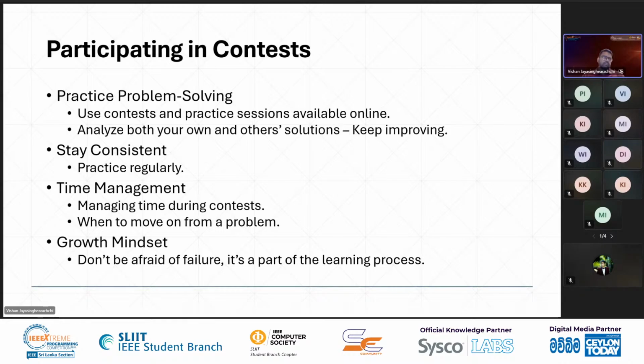Let's say the competition is 5 hours long, and we have a team of 4 members, and let's say 8 problems are there. So each person has to solve 2 problems at least, right? 2 into 4, it's 8. And let's say you have 6 hours for it, so that means you are going to have roughly 3 hours for each problem, individually, I mean.